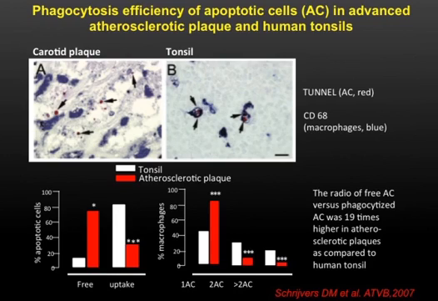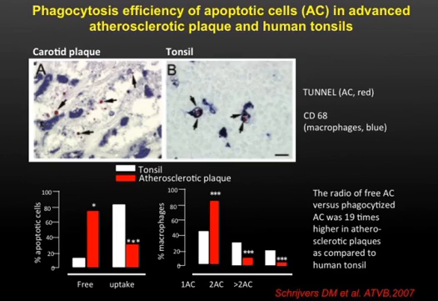And they looked at carotid plaque and tonsil. Here, the red marks the TUNEL staining, and CD68 is marked by the blue staining. If you look at percent apoptotic cells in the tonsil, the free apoptotic cells are very few, whereas there are many more free apoptotic cells in the atherosclerotic plaque, thus showing inefficiency in the atherosclerotic plaque.